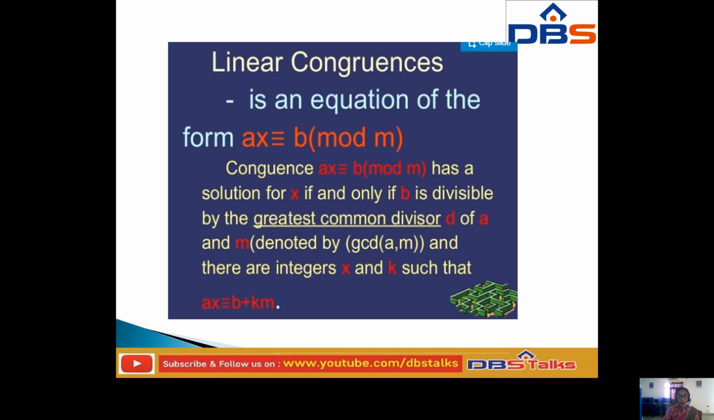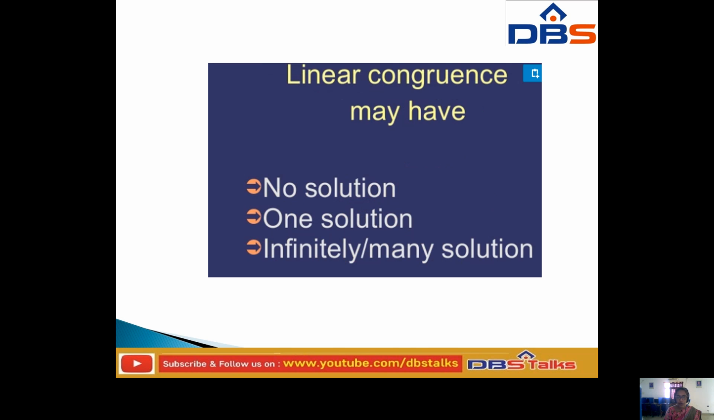Go for the next slide. Here, a linear congruence problem may not have any solution. It may have only one solution, or sometimes it may have infinite or many solutions. These are the possible combinations we get with the linear congruence technique: first, no solution; second, one solution; and third, infinitely or many solutions.